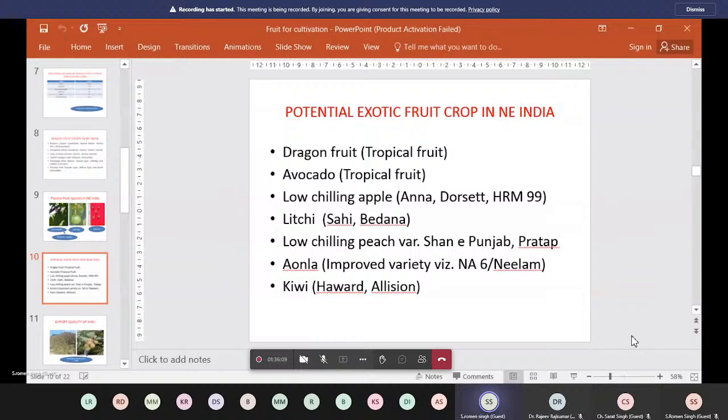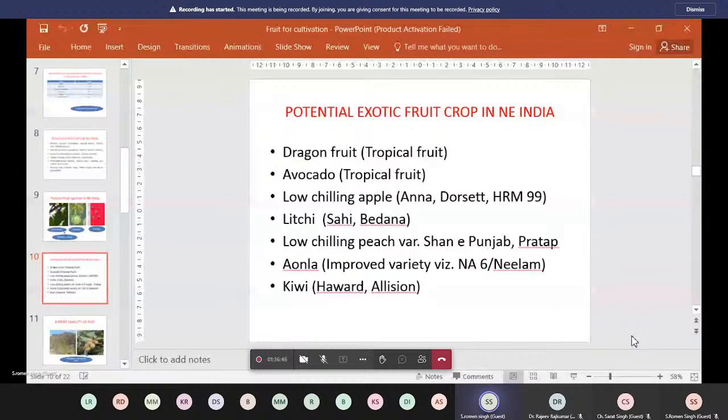I want to say something about this one. Low chilling means that if the temperature is around 4 to 7 degrees Celsius for about 1 week, then flowering can take place, as compared to other varieties. Varieties like Golden Delicious will take a minimum of 1 month at 4 to 7 degrees Celsius to induce flowering. In places in Manipur where the temperature is around 4 to 7 degrees Celsius for at least 1 week, flowering can be initiated. So these varieties have been successfully introduced in the northeastern part of India and started growing.